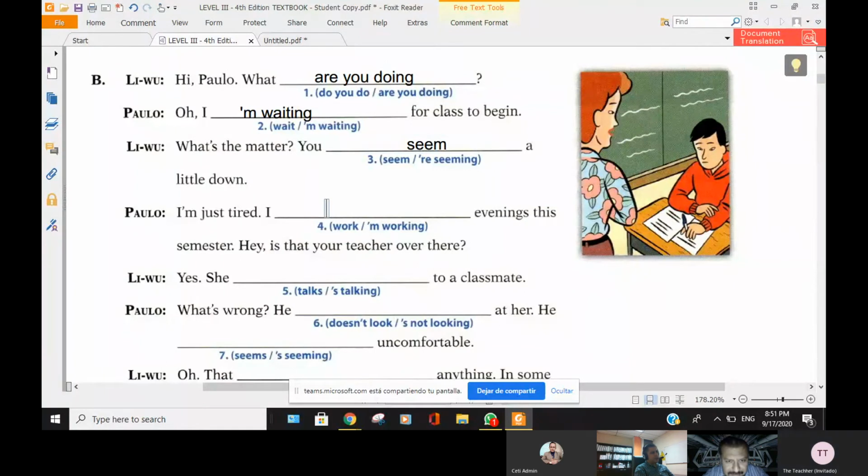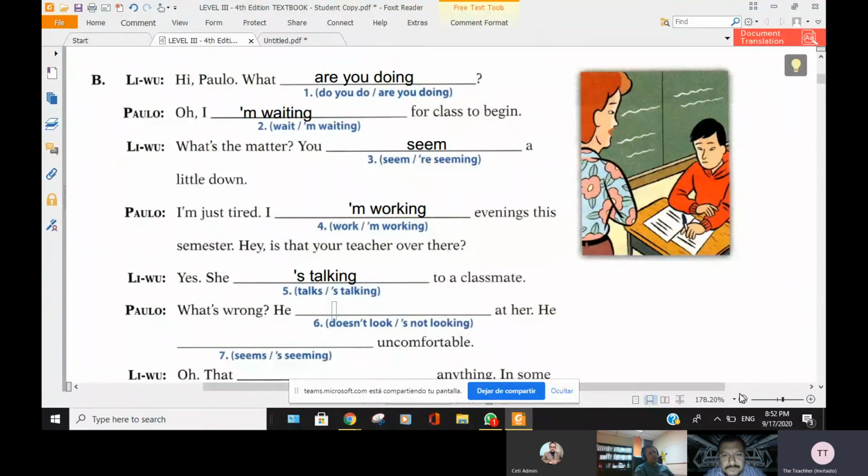Oh, I'm just tired. I am working evenings this semester. Hey, is that your teacher over there? Yes. She talks to a classmate, no? Every day or right now? No, okay. Right now, okay. Right now. She's talking to a classmate. Right, because this is an action verb, so it can be present or simple present. It's just a matter of now or every day.